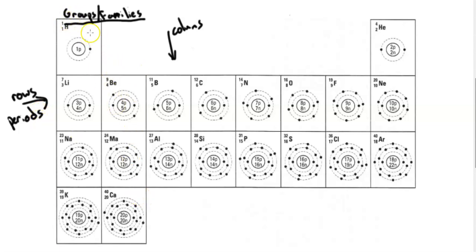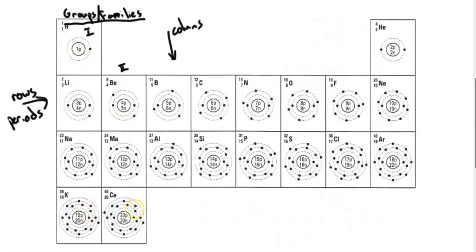So, this would be the first group. This is the second group. Third, fourth, fifth, sixth, seventh, and eighth. Is that Roman numerals? Yes, those are Roman numerals. I'm just doing the way it's always done. The first group or family actually has a specific name. Do you know what they're called? Alkali metals.